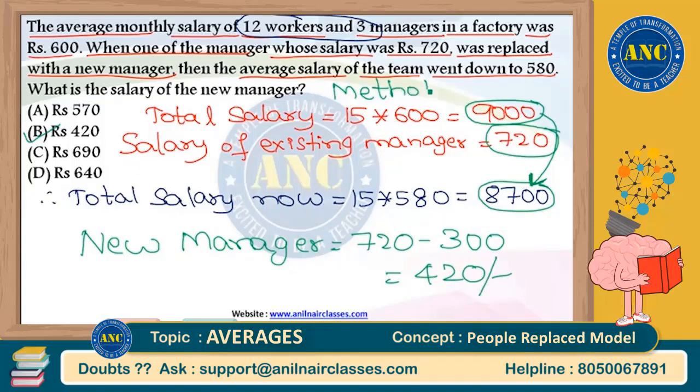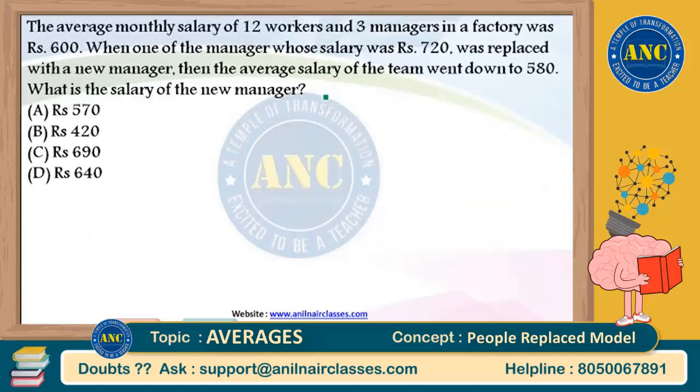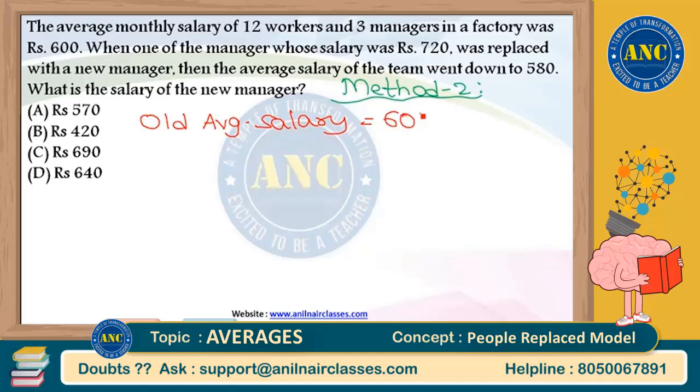Let us see another way of problem solving. The same question in method 2. How can I solve it to get the same answer 420? Listen carefully, sir. I am switching to my method 2, wherein I will still get the same answer 420 without much simplification or calculation. Now think logically, sir. It is given: when the old manager was there, average salary is 600 rupees. When the new manager came, average salary is 580 rupees, right? This is what is given in the question.